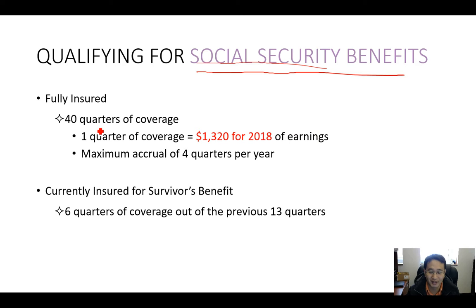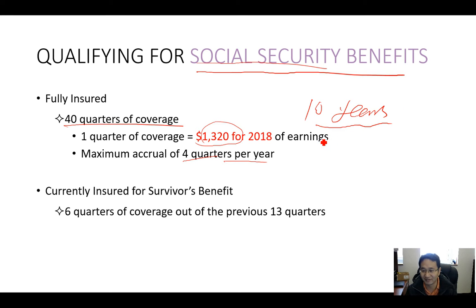Fully insured means you have to have 40 quarters of coverage, which means you have to work like 10 years minimum. That's a really good way to think about it. They say 4 quarters maximum per year, so you don't have to work the whole 10 years. You need to file a tax return for 10 years, and every year you need to make more than $5,000 as your earned income to be eligible. Because whenever you have earned income, that means you are paying into the Social Security system.